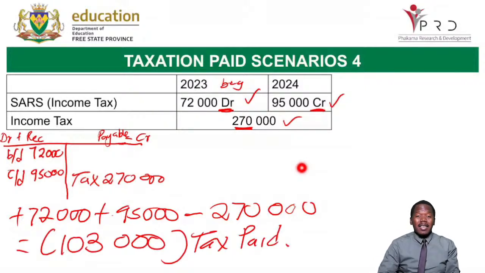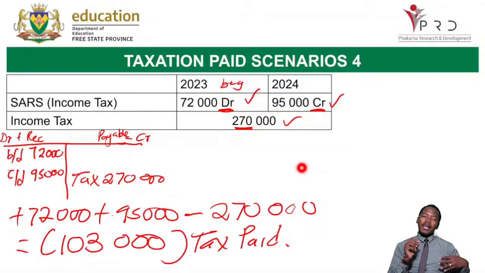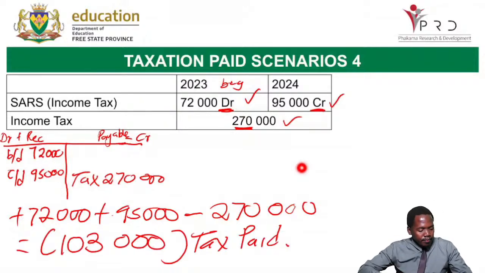Grade 12, this is a very easy part to do. Please ensure that when you get your paper one, you don't make a mistake of not writing this question. You must always answer the question on tax paid. We have seen it in the previous question papers. It kept on coming. So please do expect the tax paid calculation.